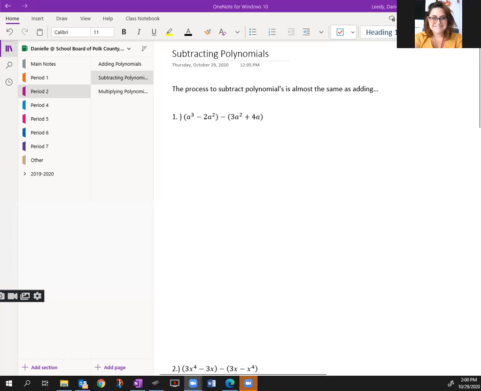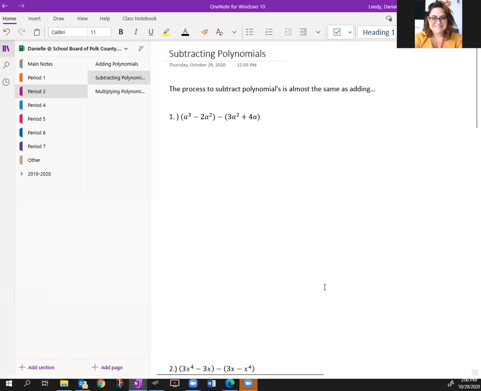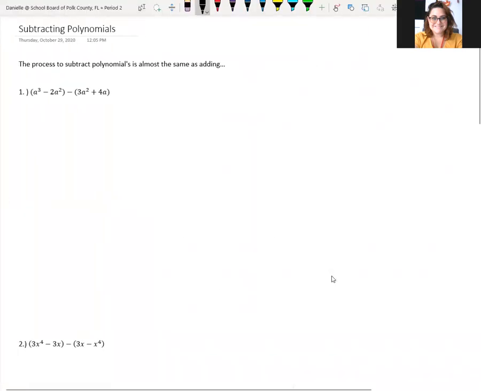So we just talked about adding polynomials. Now let's talk about doing the opposite and subtracting. So it's going to be almost the exact same thing. There's slight differences. Last time we said if this is a plus, we could drop our parentheses. That's not true for this case.